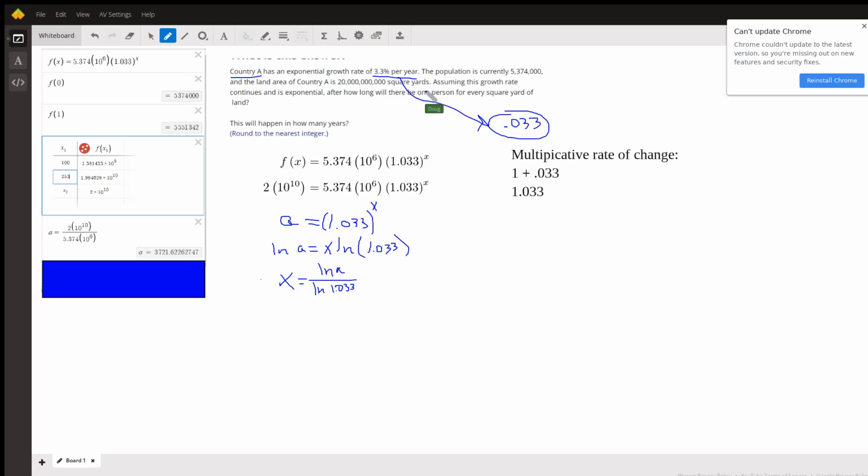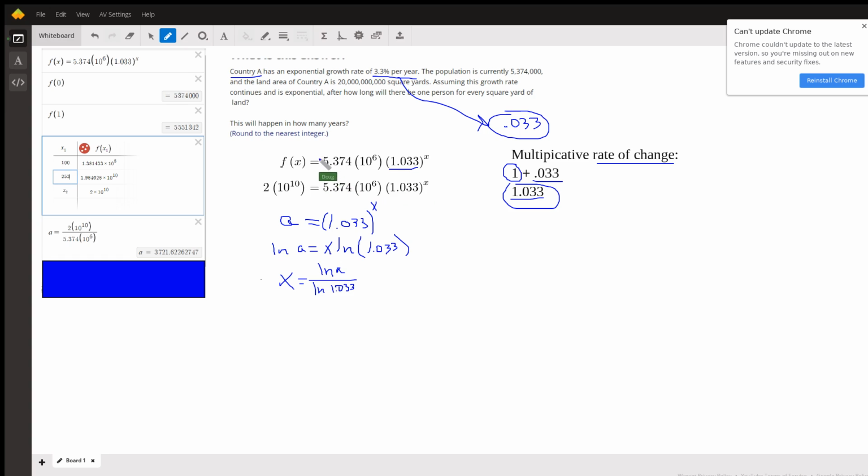But when we want to write an exponential growth function, we need to have this base be what's called a multiplicative rate of change. And that is always 1 plus whatever the growth rate is. So 1.033 is our base. You can think of this as the number of people we started with plus 0.33 or 0.33% of what we started with. So that's how many people we increase by, how many people we have at the end of each year.